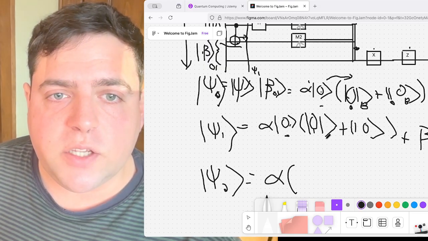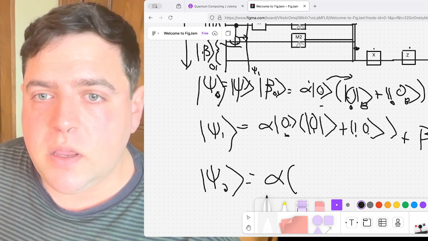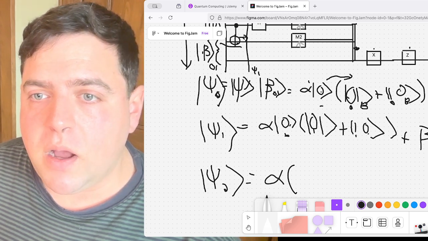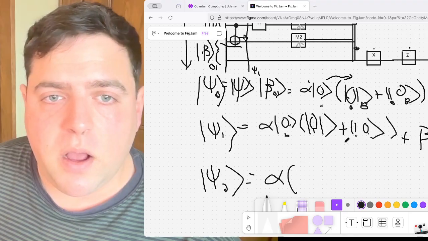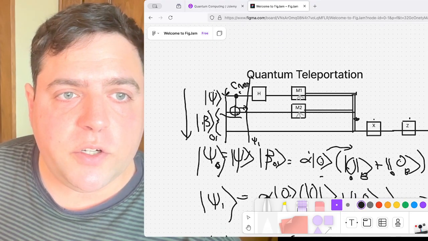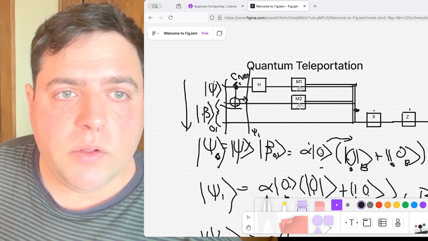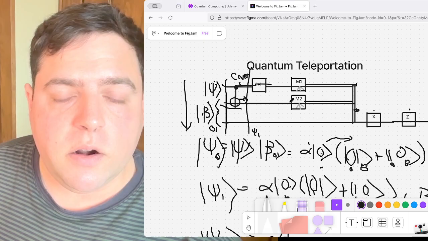Alice's first, Alice's second, Bob's. If you read this diagram here, this is Alice's first, Alice's second, and Bob's. And only Alice's first will be sent through this Hadamard gate here.